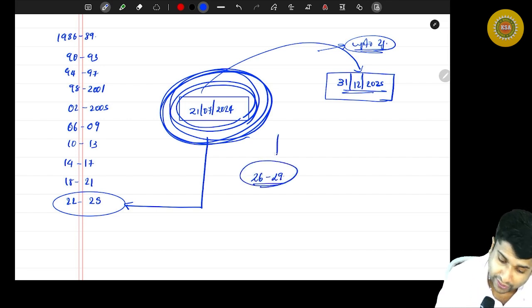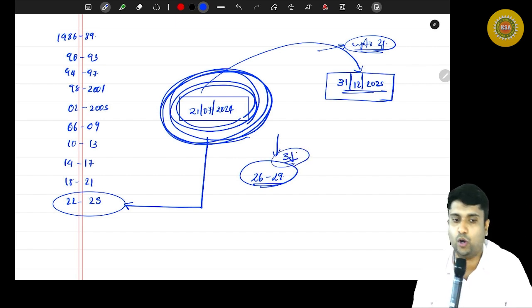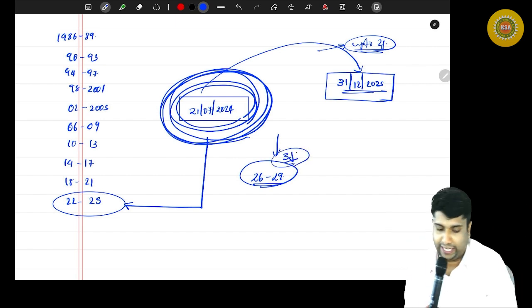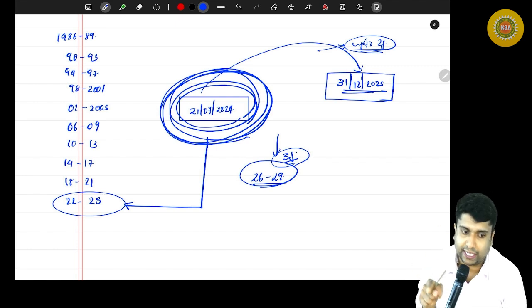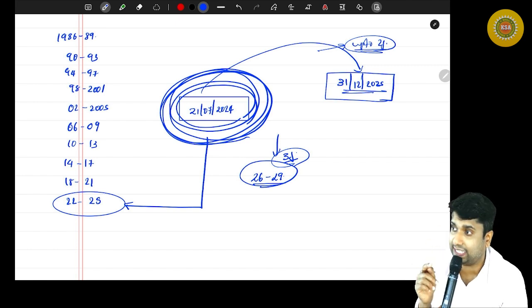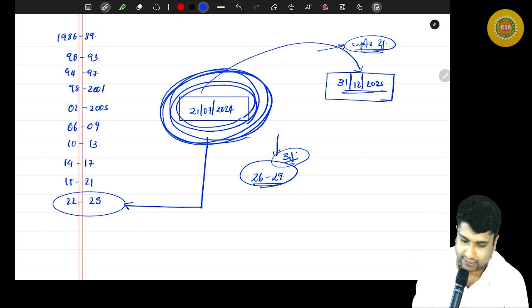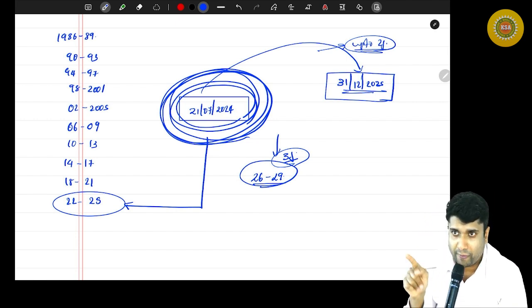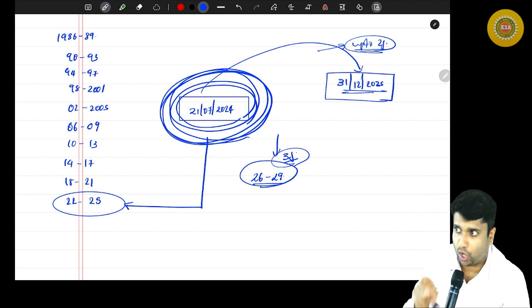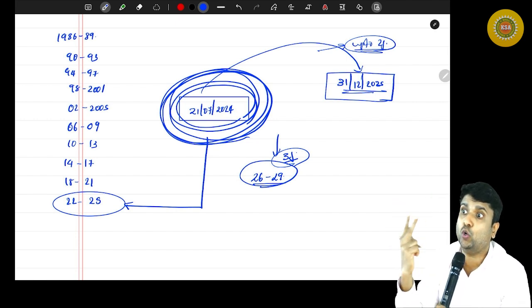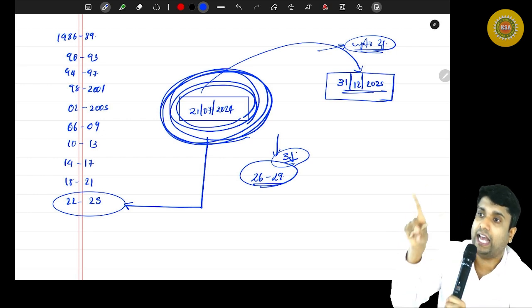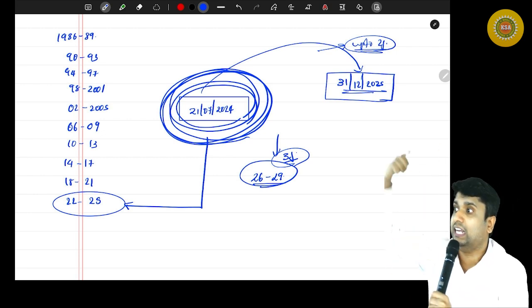In 26-29, I can now perform up to 3 journeys. Are you all with me? In 26-29, I can perform up to how many journeys? 3 journeys. So, if you are not performing any journey in a block, then out of that 2 unperformed journeys, I can carry forward 1 to the next block.